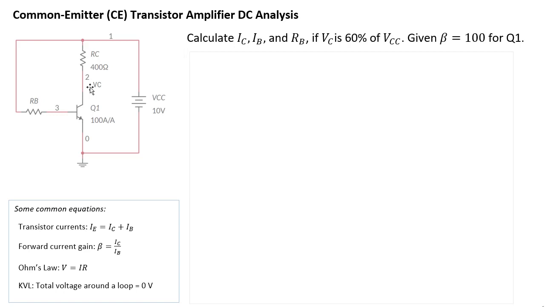And since VC is 6 volts, and since VE is 0 volts, VC is going to be equal to VCE, right? So it's the voltage drop from collector to emitter. So VC also happens to be VCE.